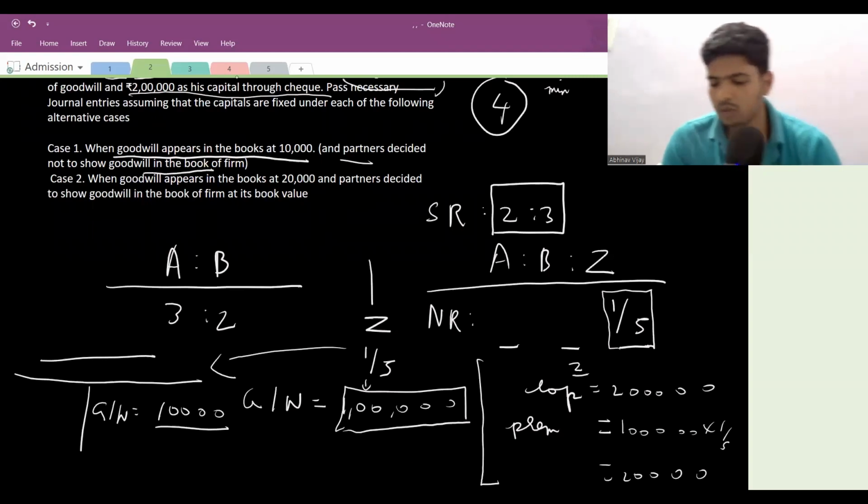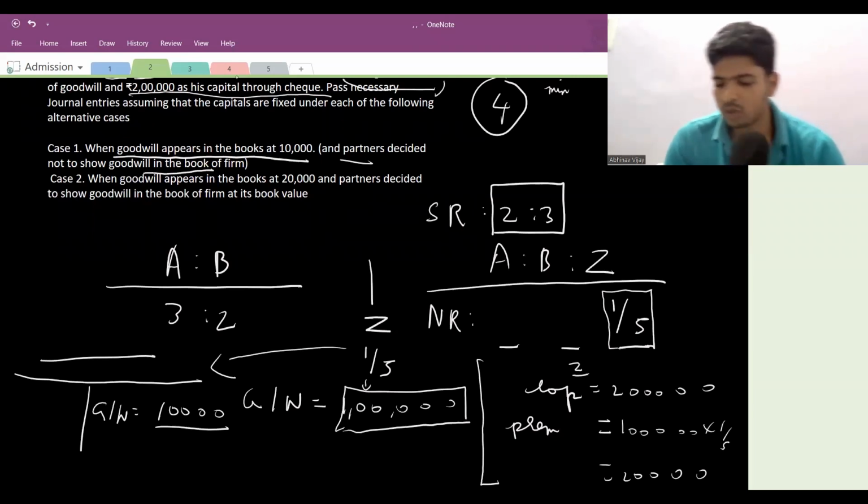So Z brings in 2,20,000 worth of cash. What did they say? Check. Yeah, worth of bank into the business. Now the next part is to make the adjustment entry of premium for goodwill. There are 2 ways. What are the 2 ways? Tabular form: old partner, old ratio, new partner, new ratio, and find it out. Or distributed in the sacrificing ratio.